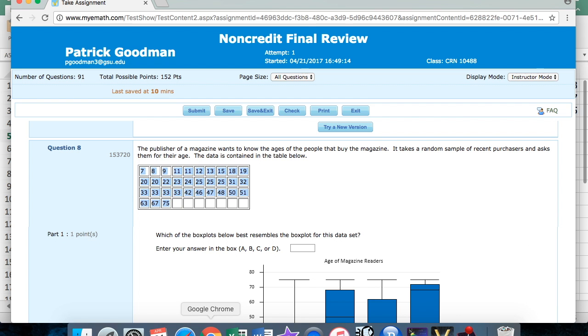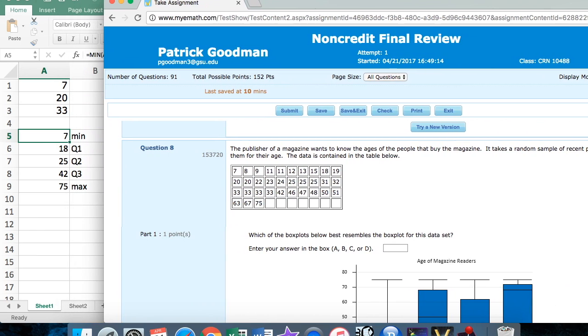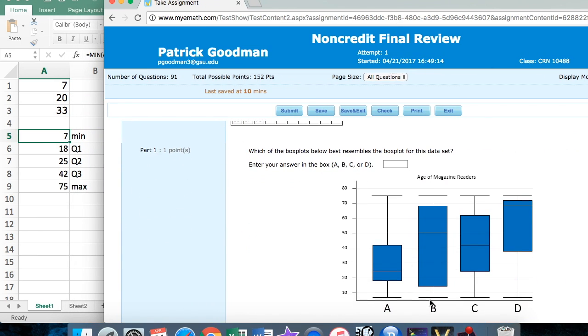So here we go. This is my 5-number summary, as they call it. Let's check to see if anything matches up with that. So my smallest number is 7, so it looks like they all have the right min. It looks like they all have the same max as well, so min and max in this problem is not going to help us. We've got to look at our Q1, Q2, and Q3.